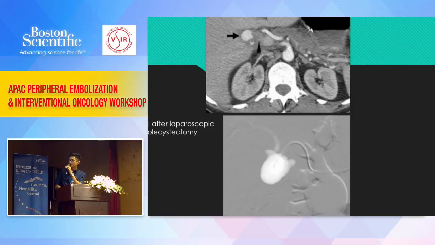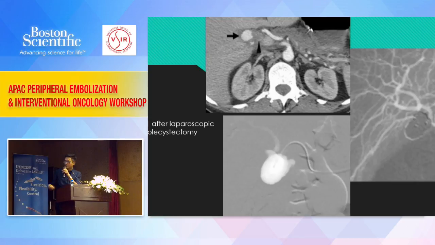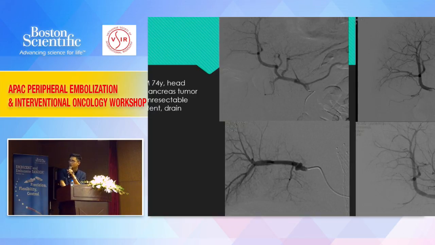The other patient had a laparoscopic procedure for a gallbladder stone. After one week, the patient has bleeding, and CT scan shows quite a big pseudoaneurysm at the hepatic hilum, and on angiography we see it very well, and it can be occluded by coil.